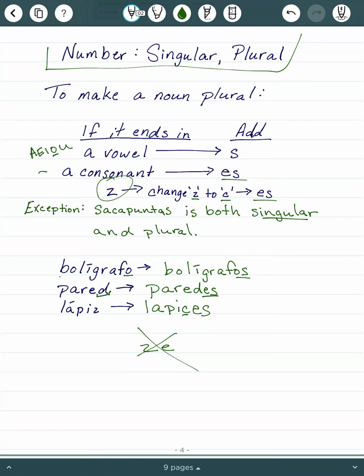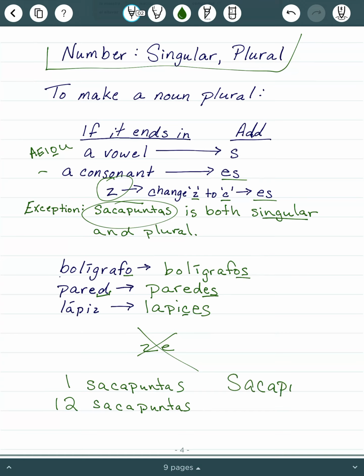Now there is one exception in this chapter, and it's the word sacapuntas. So sacapuntas it's pencil sharpener. You can have one sacapuntas, un sacapuntas, or you can have 12 sacapuntas. So that word just doesn't change. I guess sacapuntas is just too many syllables. So that's the one exception in this chapter for making things plural that doesn't follow the typical rule.